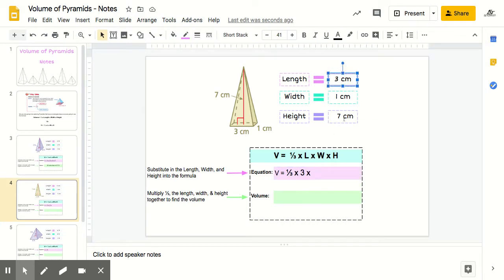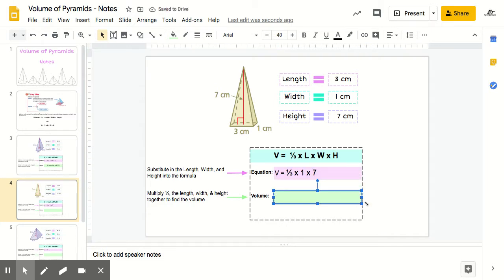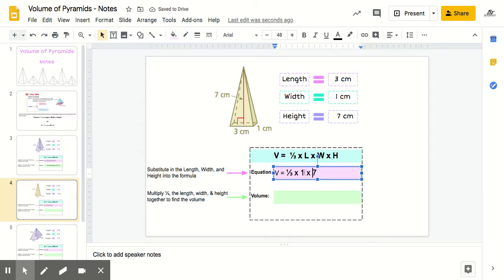Then I have to plug in my width, which is 1. And then I need to plug in my height, which is 7. Okay, now in order to find my volume, I forgot one. Now, in order to find my volume, I need to multiply these 4 numbers together. So I need to multiply 1/3 times 3 times 1 times 7.